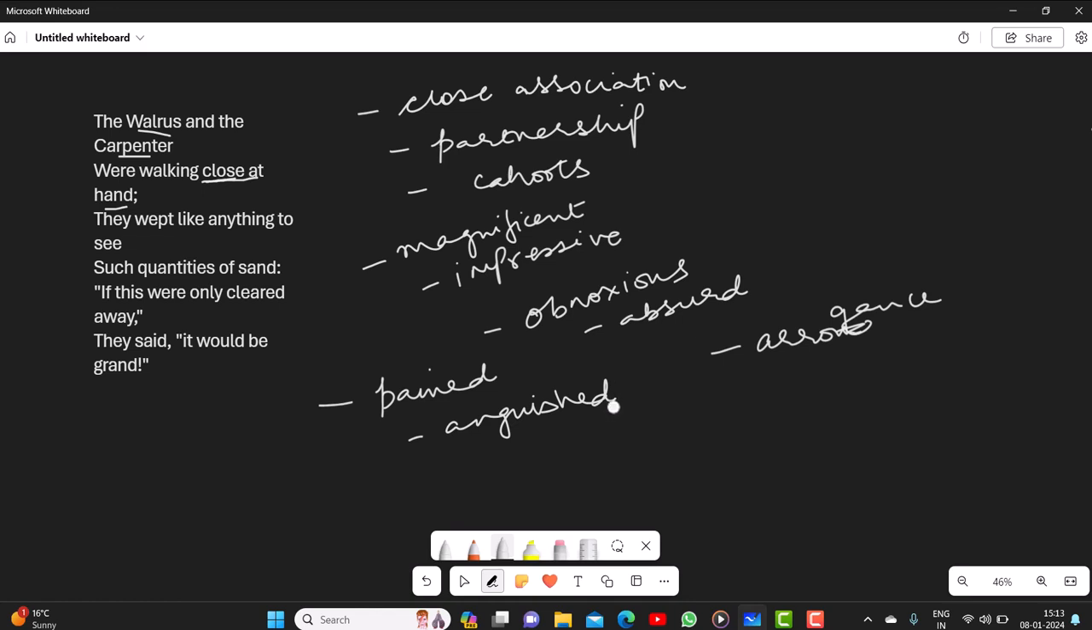Now, we must not forget, again, I will emphasize that it's a nonsense verse. It defies logic, it defies meaning, it defies sense, and the readers definitely are surprised by the desire of the walrus and the carpenter to see the beach cleared of sand. Now, do we see any figure of speech here? As of now, I cannot see any. All right, so let's move ahead to the next stanza.